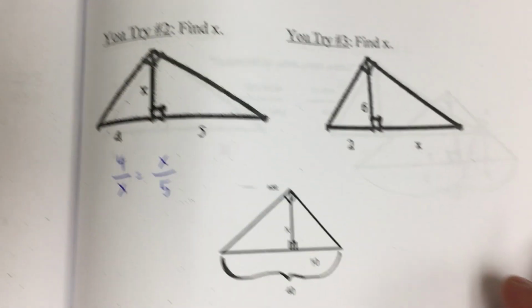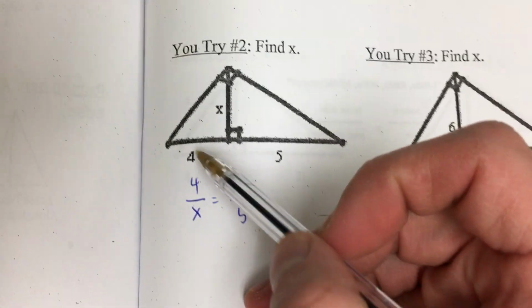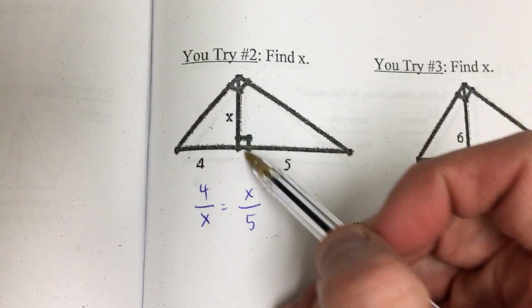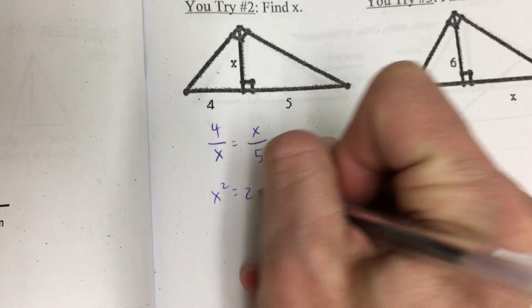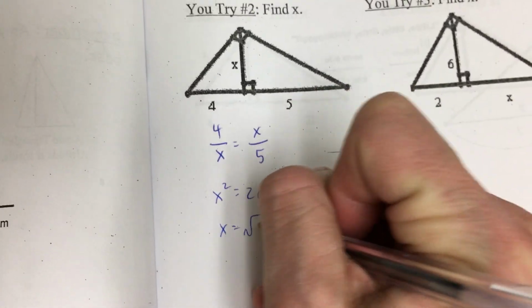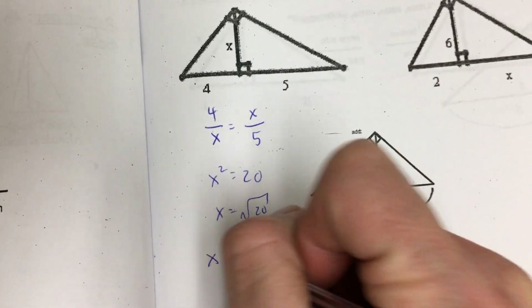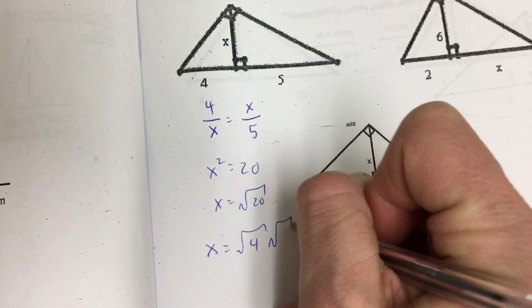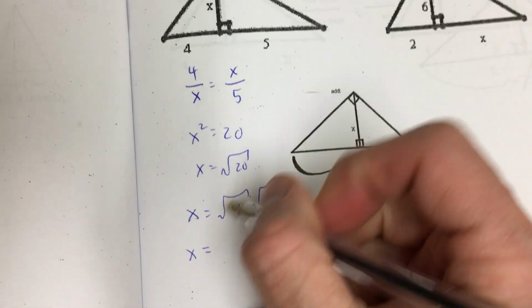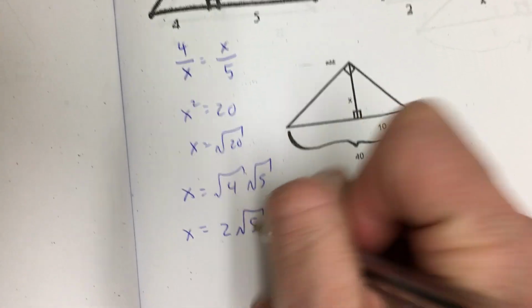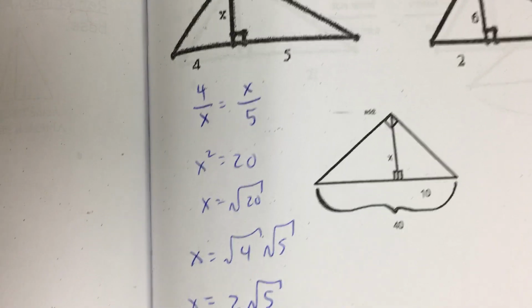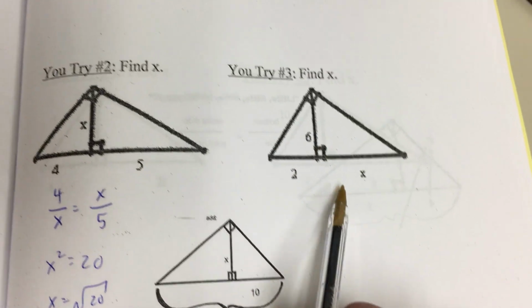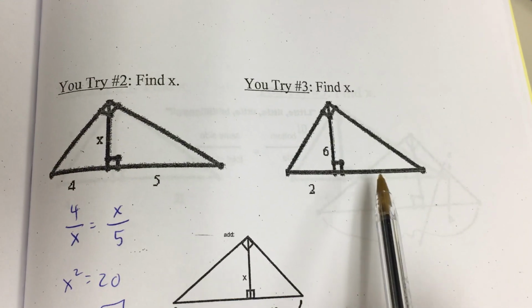So you try number 2, find x. I set it up. I said, hey, 4 over x is x over 5. Same exact deal, right? X squared is 20 and x is radical 20. And if you're good at simplifying radicals, I don't do the tree way, and I think some of you do, and that's cool. But I just break down the radical like it's supposed to be broken down. Hey, 2 radical 5. So same deal with this one on the right. I just don't feel like doing the same problem over and over and over.